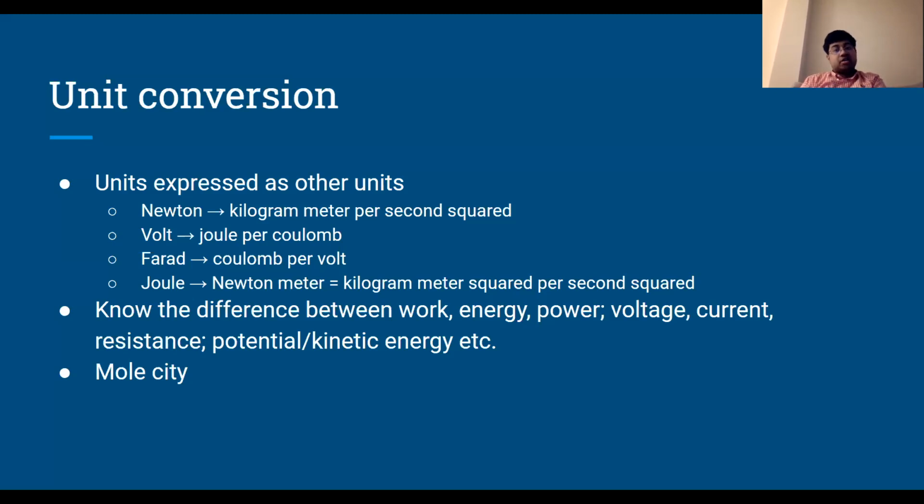Work and energy are very similar. They have the same units. Power is work or energy divided by time. Voltage, current, and resistance, potential and kinetic energy.